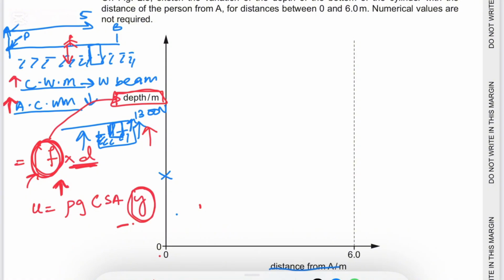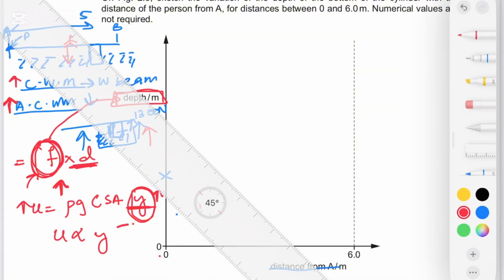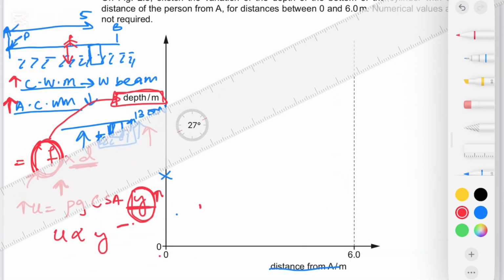Remember, this was our formula. It is proportional to the depth of the submerged object in the fluid. If you want to increase the force, the depth must increase. So upthrust is directly proportional to the depth, which is why in order for the beam to remain in equilibrium, increasing the distance of the person from A will increase the clockwise moment, and to increase the anti-clockwise moment, this depth must also increase in a linear pattern. So you'll sketch a straight line graph with a positive gradient.